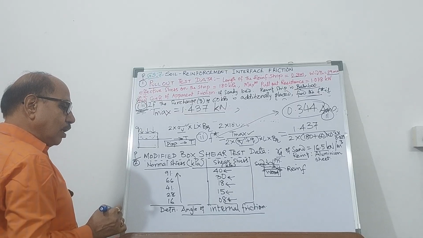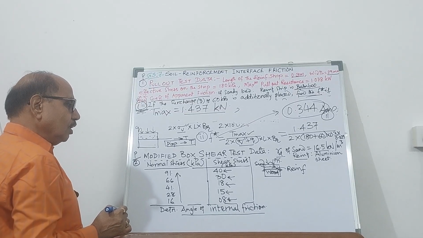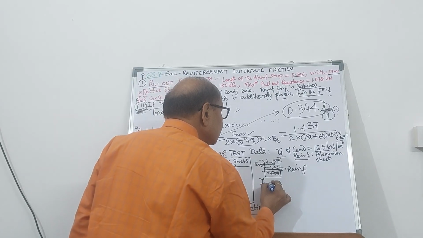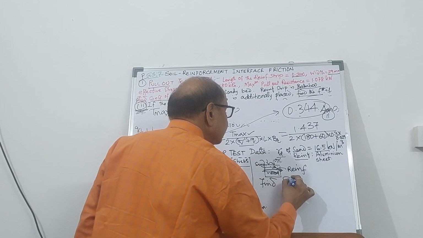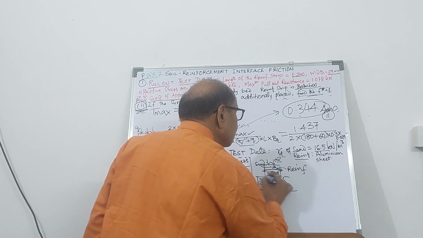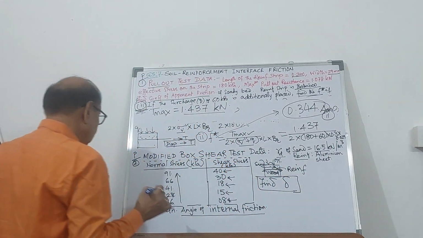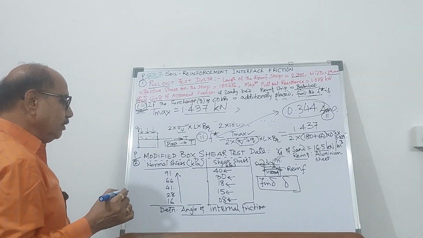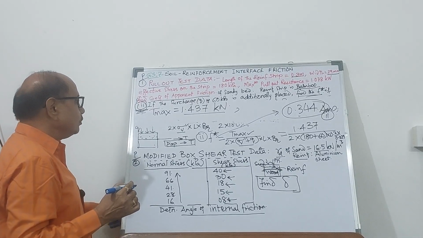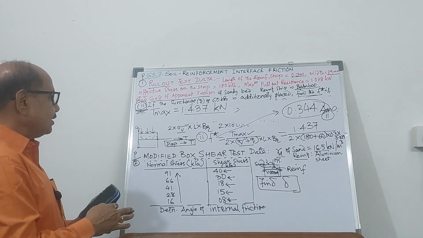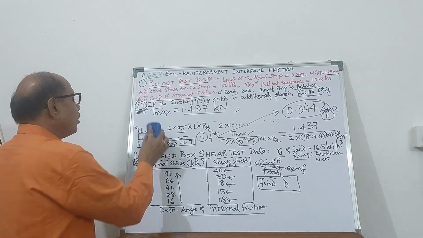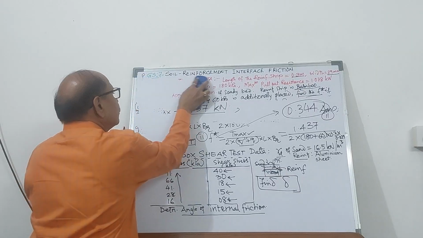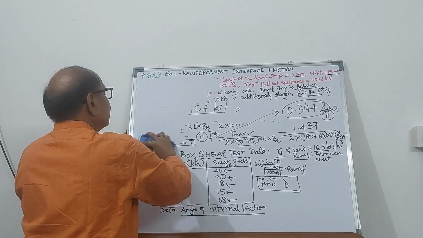The angle of wall friction, delta. So find delta, the angle of wall friction, that is the friction between the aluminum sheet and the sandy soil. So a simple problem can be done very easily. Let us see how we are going to do it.